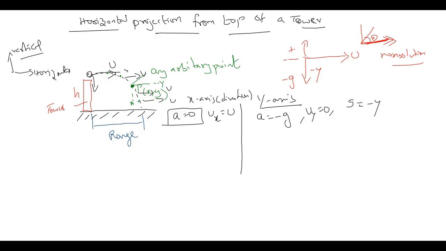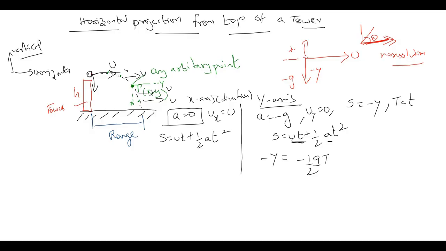Okay. So to reach from here to here, let us take the time taken as t. Then by using the equation s is equal to ut plus half a t square, for both. Here s value is minus y, u is 0, and this is minus 1 by 2 g t square. Acceleration is negative, so I have taken the minus before itself.